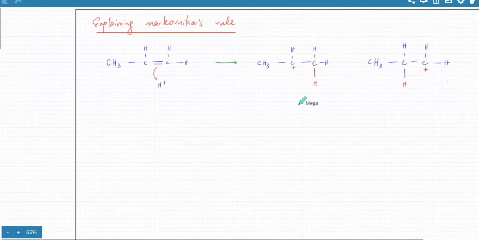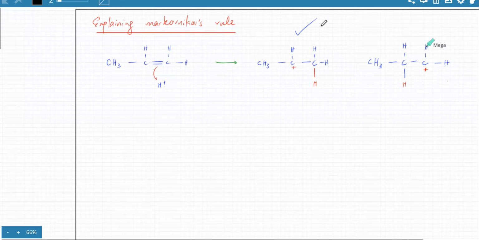So what is Markovnikov's rule? Markovnikov's rule is that the H atom likes to bond with the carbon that's already bonded to more H atoms. So can anyone tell me which one would it be? Would it be this one or would it be this one? Right or left? Right. Okay, it's going to be the right one. So this one is going to be your major product. This one is the one that's more likely to be formed, right? According to Markovnikov's rule.